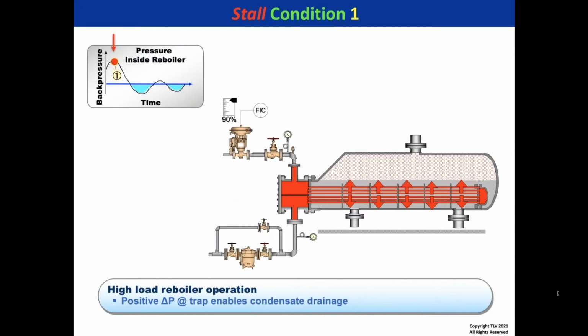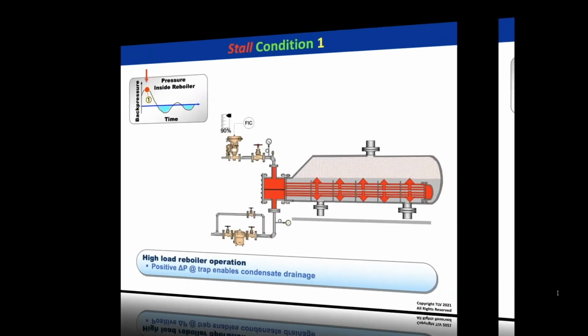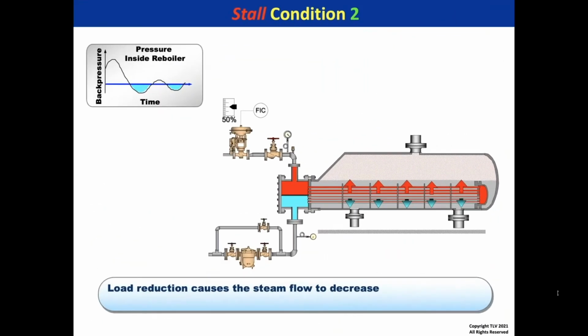If we're always going to be above the back pressure line, we only ever need a trap. We don't ever need a pump. We just need a trap. In stall condition 2, we still just need a trap. We've decreased the load, and the pressure has dropped to 0.2, but it's still a positive pressure differential.